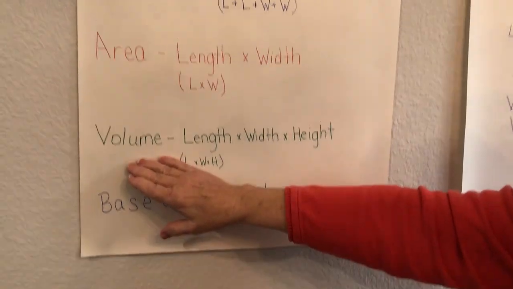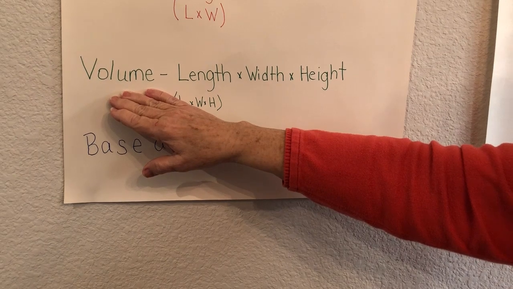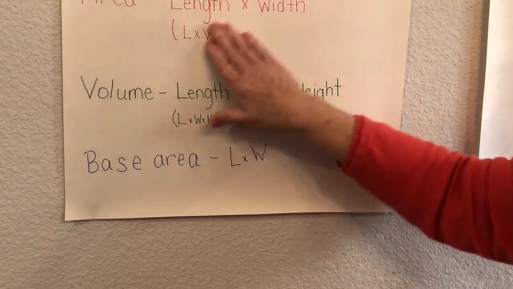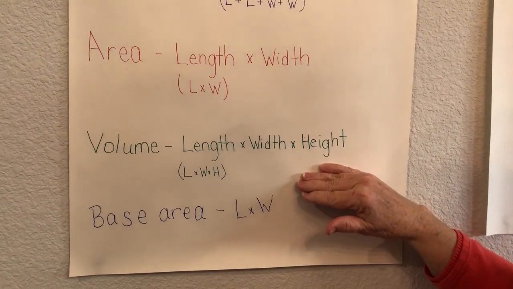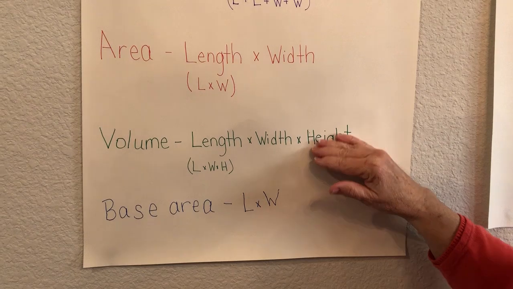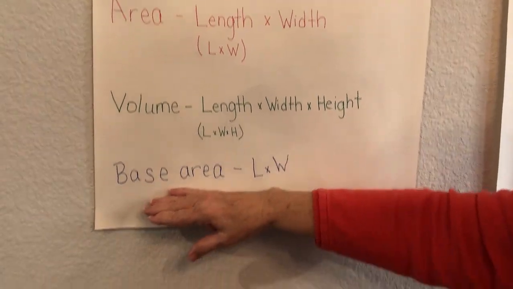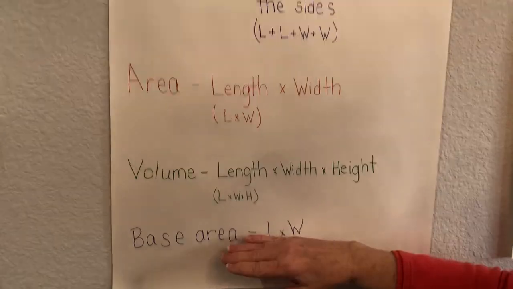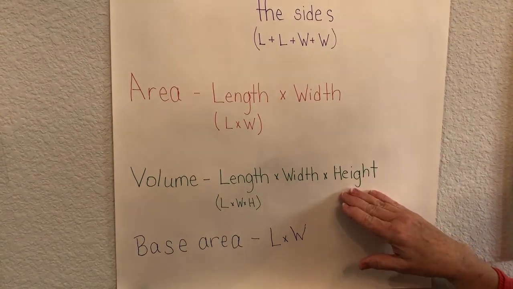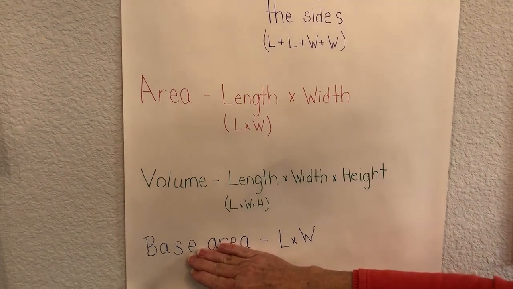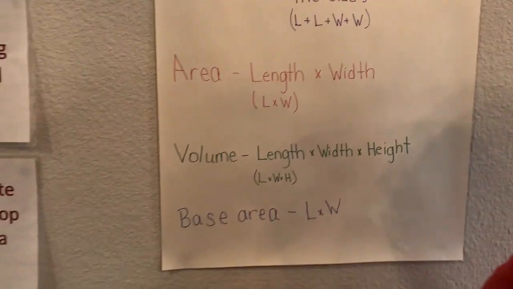And then something new today, we're going to talk about volume, which is length times width, which is the surface, times the height. So how much space there is, or how high something is. Base area is a new term, and it's basically area, but it's the base of our volume formula. So the length times the width is also the base area. We will talk more about that in a little bit.